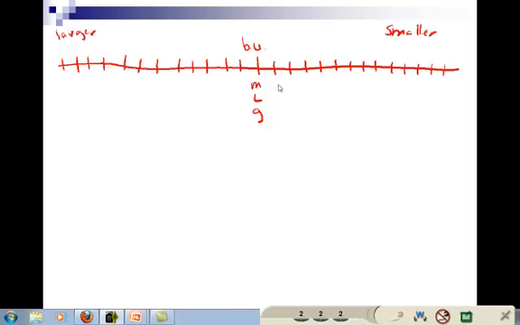Now deci is my first prefix I'll be looking at, then centi, then milli. We'll skip a couple and go to micro, skip a couple more and go to nano. Then on this side we'll skip a couple and go to kilo, skip a couple, go to mega, skip a couple and go to giga. Giga is 10 to the 9th, mega is 10 to the 6th, kilo is 10 to the 3rd. Each one of these lines represents a power of 10.